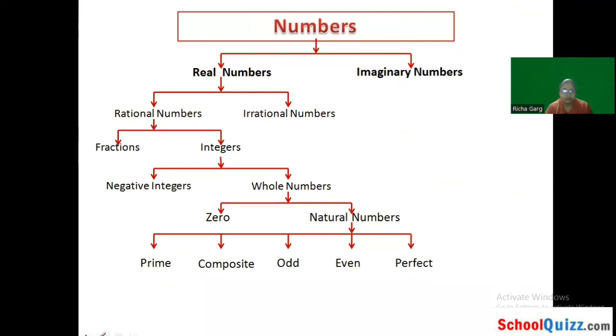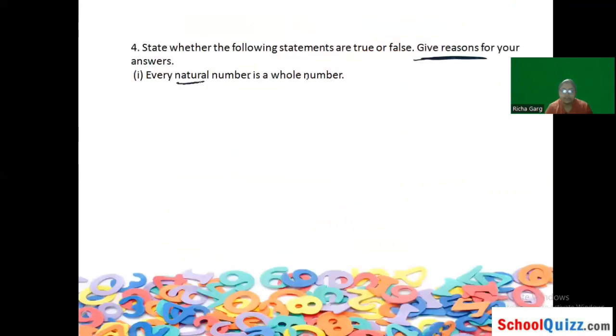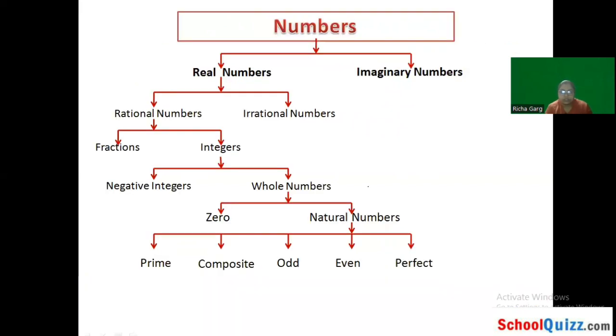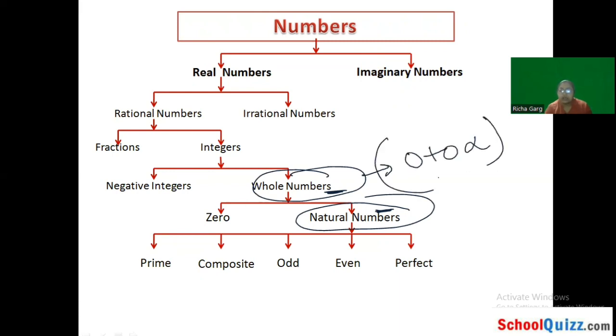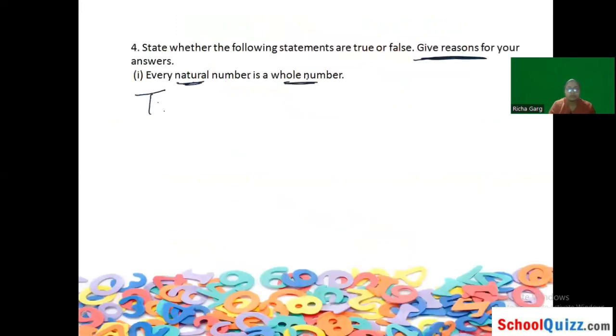So the question we have is every natural number is a whole number. So let me explain this with this. So every natural number is a whole number. Is it correct? Natural numbers are a part of whole numbers. Yes, 0 to infinity are whole numbers and natural numbers are 1 to infinity. So this falls in the whole numbers. It is a category of whole numbers. So this statement is true.